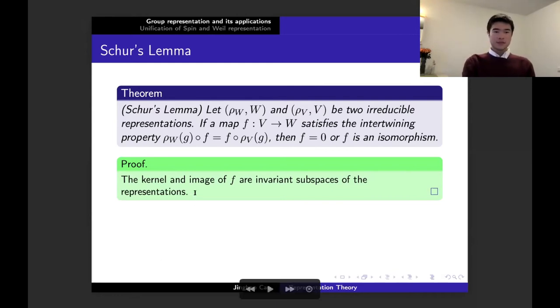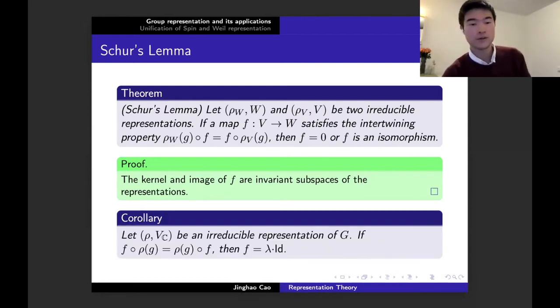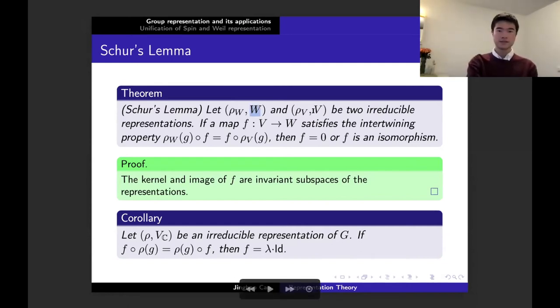So that's Schur's lemma, which is very powerful. A very strong corollary that physicists use all the time is this: if we take V and W to be the same vector space, over the complex numbers, and the reason for that I will explain later, and F intertwines with the single representation we provided here, then F has to be lambda times the identity. That's a very simple consequence of Schur's lemma as well.